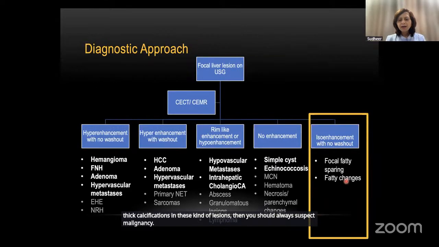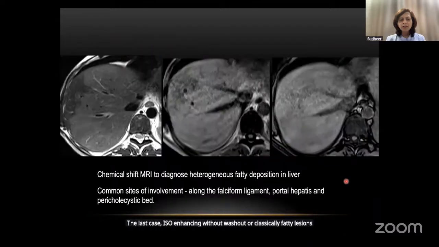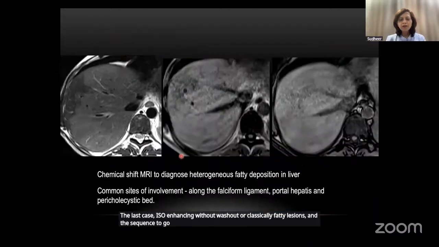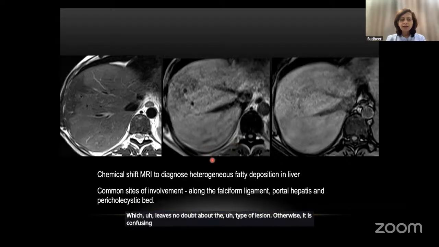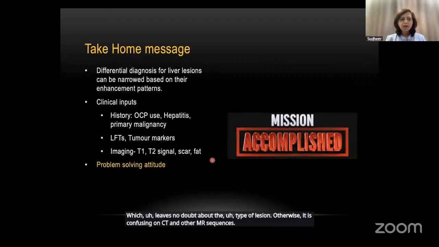The last case, isoenhancing without washout, are classically fatty lesions, and the sequence to go for in these kind of cases is the in-phase or opposed-phase MR image, which leaves no doubt about the type of lesion. Otherwise, it is confusing on CT and other MR sequences. So that's it. The differential diagnosis can be narrowed down based on the enhancement pattern.